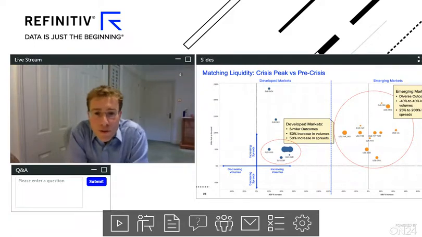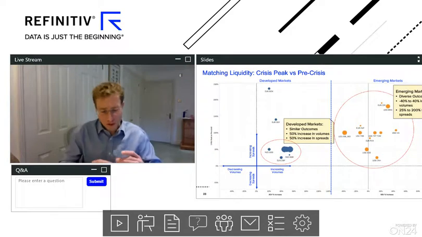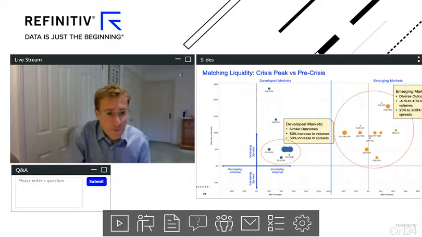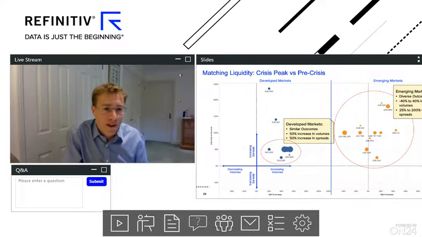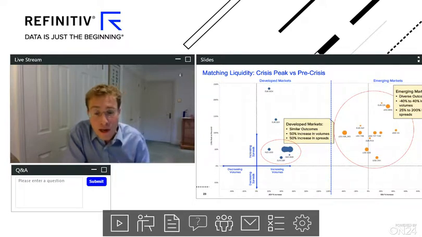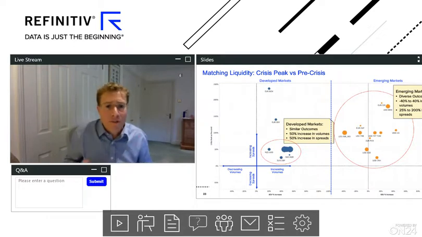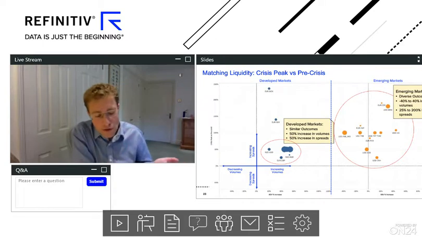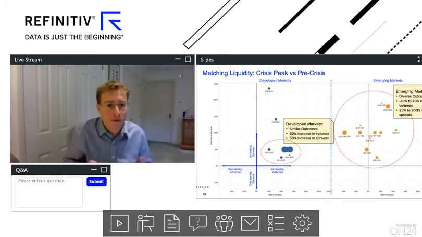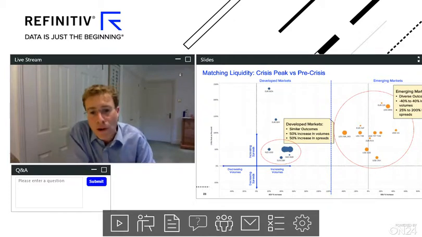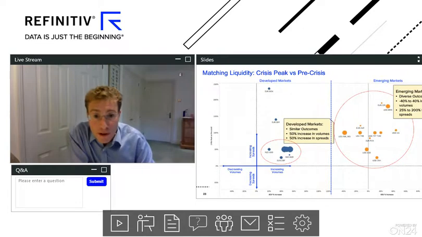If we look at developed markets first in blue on the left, what you see is they've clustered fairly closely together, and you would expect that from when we looked at the FX all spreads a few slides ago. And generally, we're looking at up to a 50% increase in volumes, and on average in this crisis period, a 50% increase in spreads. As we saw previously, the worst days were substantially wider, but on average, it was about 50% more expensive in the interbank market on matching to trade developed market currencies.